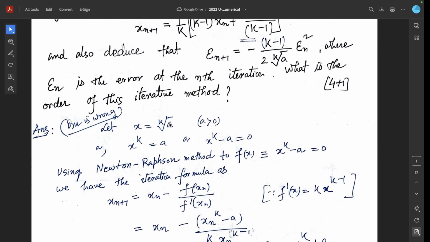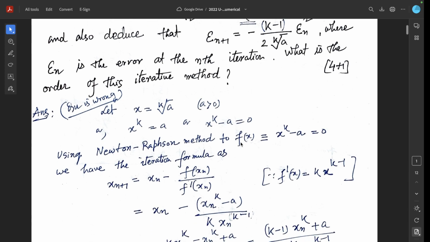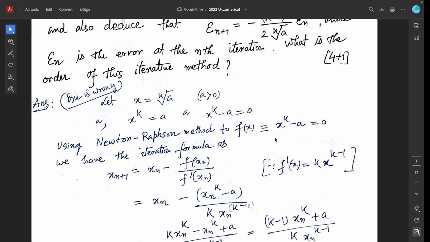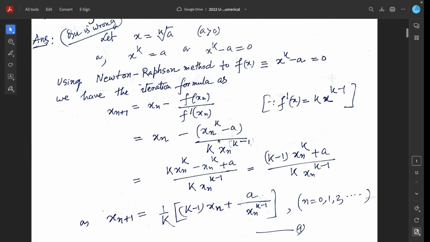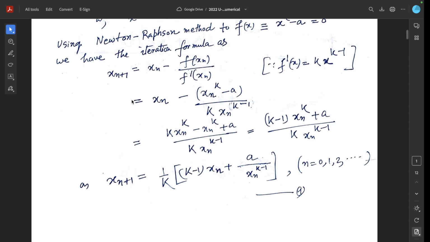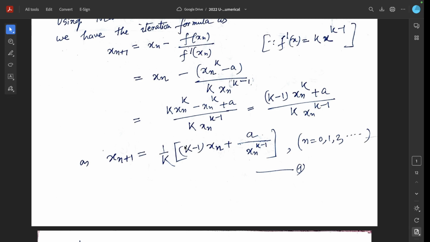Let x equal a to the power 1 by k, where a is greater than 0. Then x to the power k equals a, and x to the power k minus a equals 0. Let f(x) = x^k - a = 0. Using Newton-Raphson's method, the iteration formula is x_{n+1} = x_n - f(x_n)/f'(x_n). Clearly f'(x) = k x^(k-1). After simplification, this equals ((k-1) x_n^k + a) / (k x_n^(k-1)), which equals 1/k [(k-1) x_n + a / x_n^(k-1)], n = 0, 1, 2, and so on.